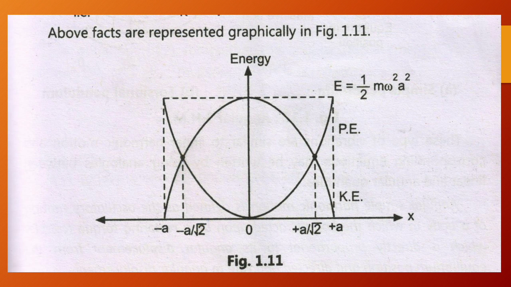Now the figure shows the graphical representation of kinetic energy and potential energy. At x is equal to 0, potential energy is 0, but kinetic energy is maximum. At x is equal to plus a and minus a, potential energy is maximum, but kinetic energy is equal to 0. At x is equal to plus a by root 2 and minus a by root 2, both kinetic energy and potential energy are equal.